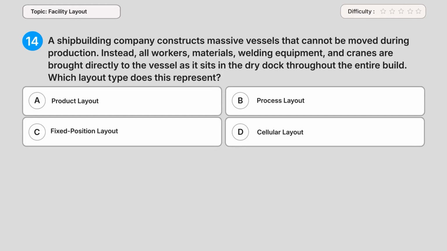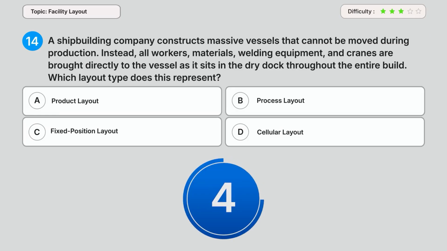14. A shipbuilding company constructs massive vessels that cannot be moved during production. Instead, all workers, materials, welding equipment, and cranes are brought directly to the vessel as it sits in the dry dock throughout the entire build. Which layout type does this represent? A. Product layout. B. Process layout. C. Fixed position layout. D. Cellular layout. Do you know the answer?